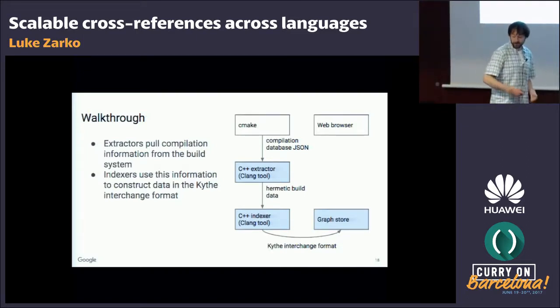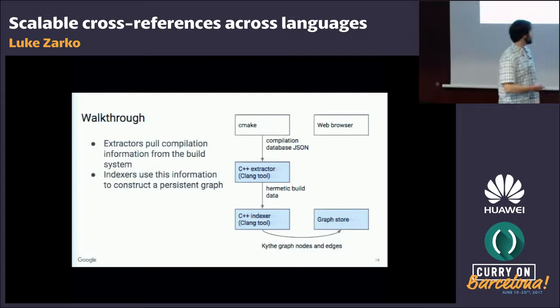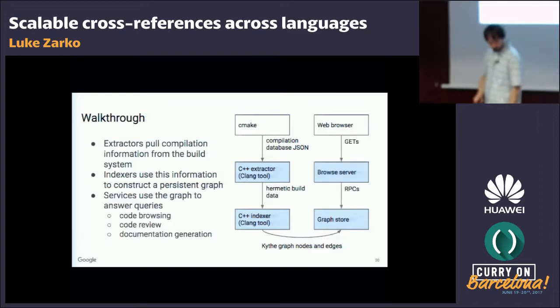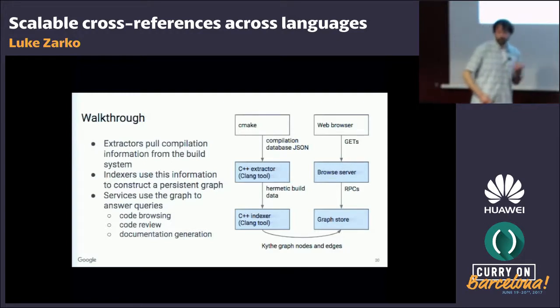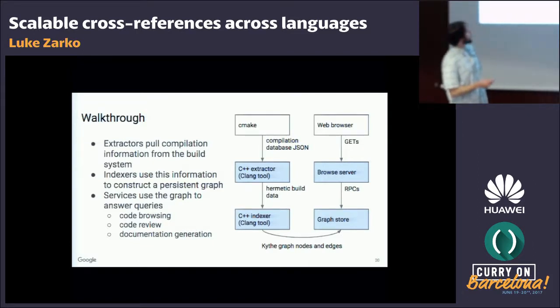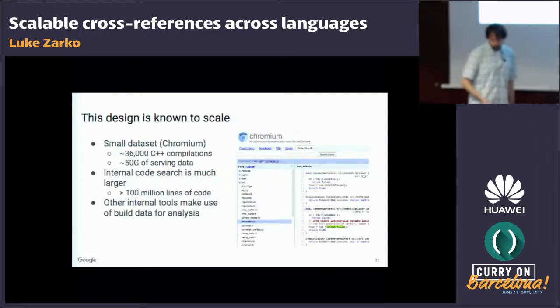The indexers construct data in the interchange format. And remember, this is just a big graph of nodes and edges. And we'll dump all that information into something that we've titled the graph store, which is really just a big on-disk database. Services then use the graph to answer queries. They do code browsing, code review, documentation generation. And you can have different services in different RPCs to talk to the same store. This design is known to scale.